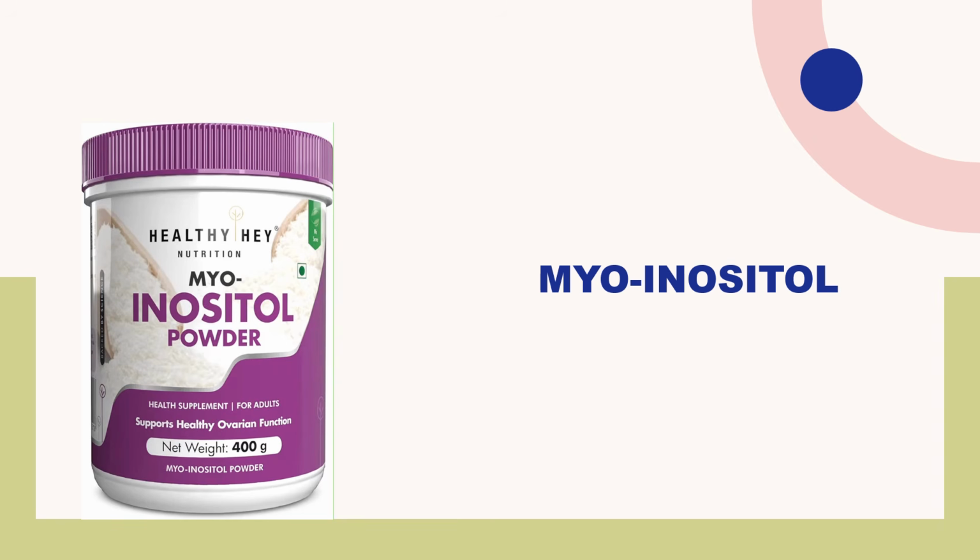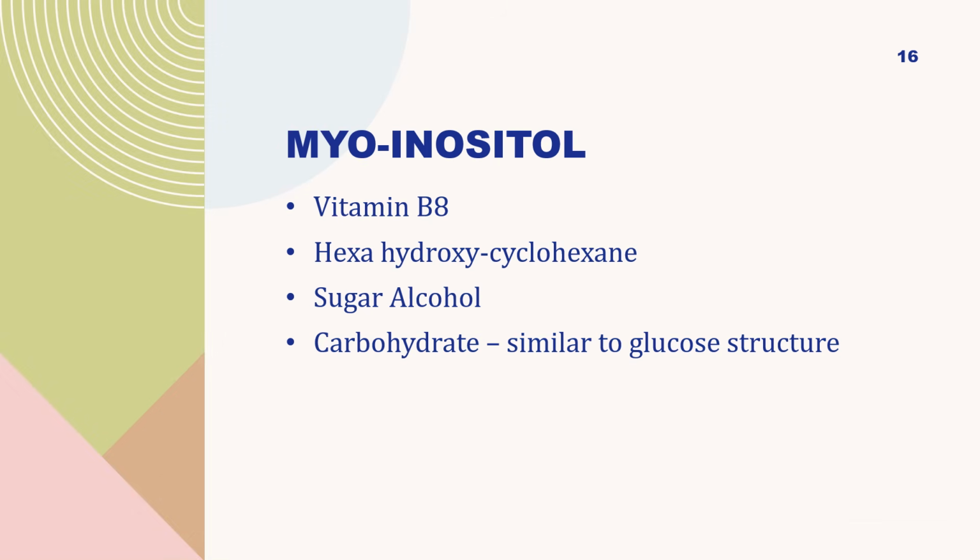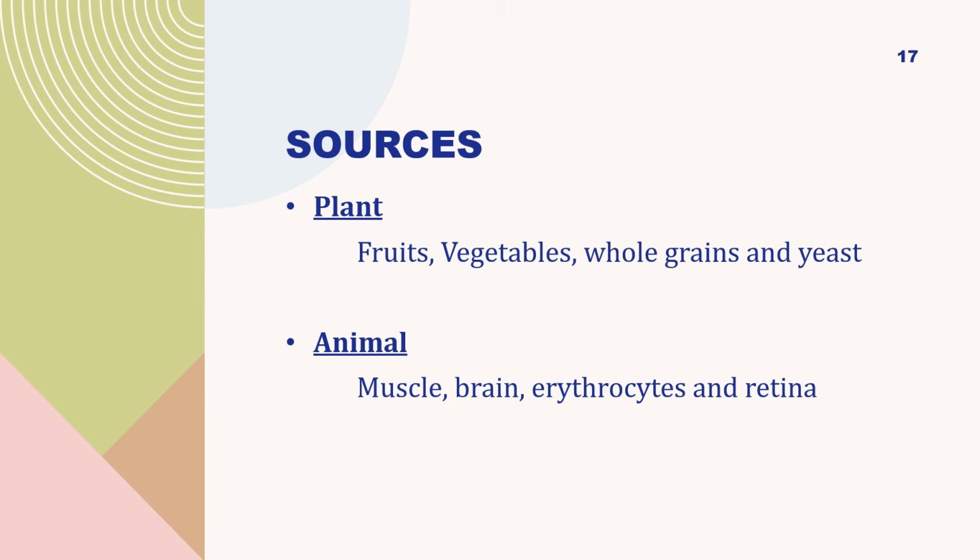So the next vitamin-like substance is myo-inositol. It is also known as vitamin B8. Its structure is a hexahydroxycyclohexane, so it structurally resembles a sugar alcohol. It is basically a carbohydrate, similar to the structure of glucose. The sources are plant sources: fruits, vegetables, whole grains and yeast; and animal sources: muscle, brain, erythrocytes and retina.